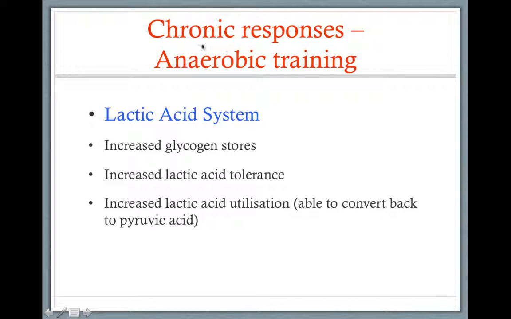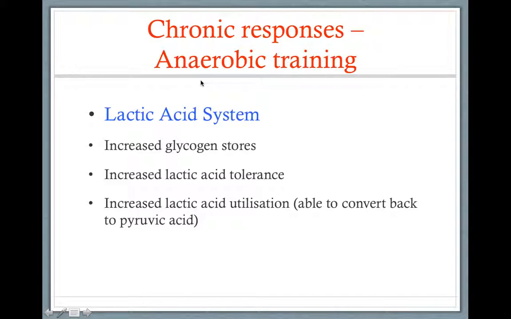We continue. We've got our long-term response to anaerobic training. And how's that going to help the lactic acid system? Well, again, bigger muscles means we've got more area to store glycogen. Glycogen is stored in the muscles and the liver. So if we've got an increase in muscle size, we've got an increase in glycogen stores. So what's the advantage of storing glycogen? Well, that can be converted into glucose. And when do we use glucose? We use glucose or carbs when we're working anaerobically.